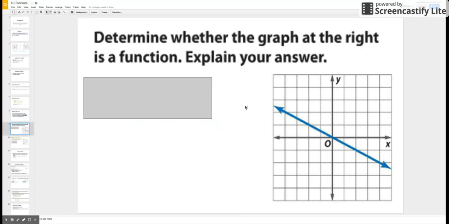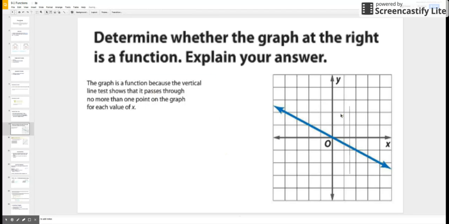So here's an example. If I were to take my pencil and just line it straight up, so I'm just going to pretend like this line is a pencil, and I just put it straight up anywhere, it only passes through 1 point no matter where I put it. So this is a function because it only passes through 1 point. So there is no more than 1 point on the graph for each value of x.